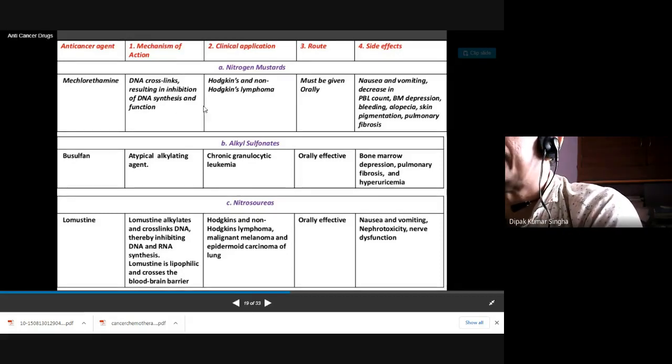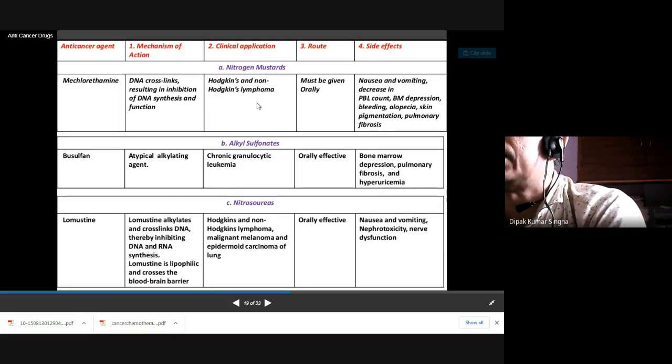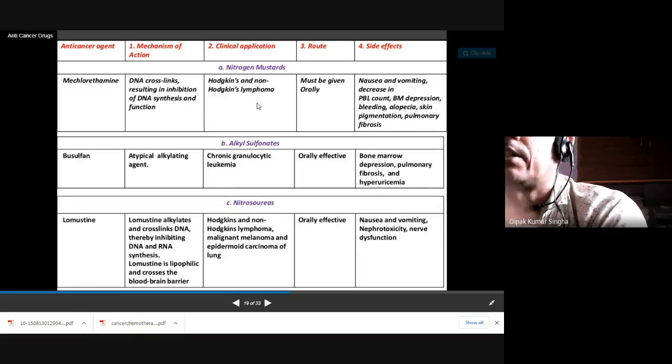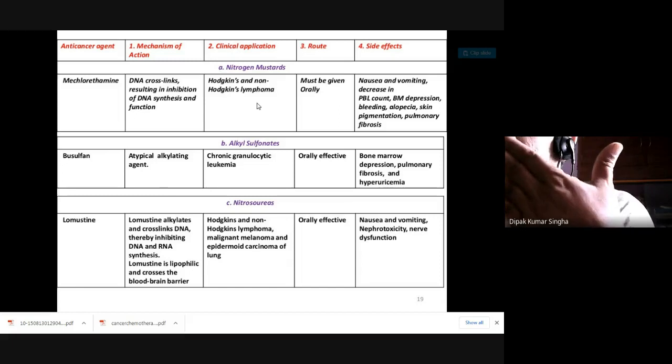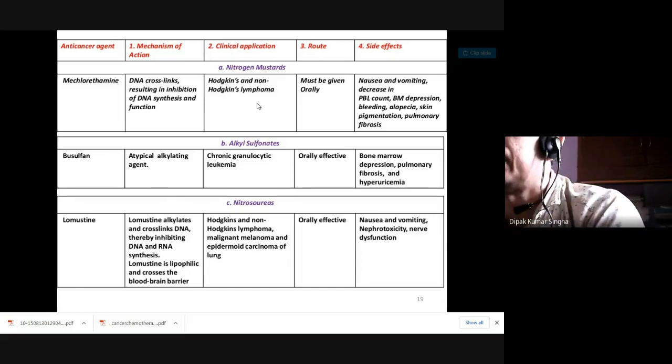So mechlorethamine directly cross-links this, resulting in the inhibition of DNA synthesis. Its clinical application is in Hodgkin disease and non-Hodgkin's lymphoma. Hodgkin and non-Hodgkin's lymphoma are different things, but remember Hodgkin disease occurs in the lymphoma. One is the lymphoma and there is the skin also, and the route of administration must be given orally. So one of the most important advantages of this mechlorethamine is that it is given orally.